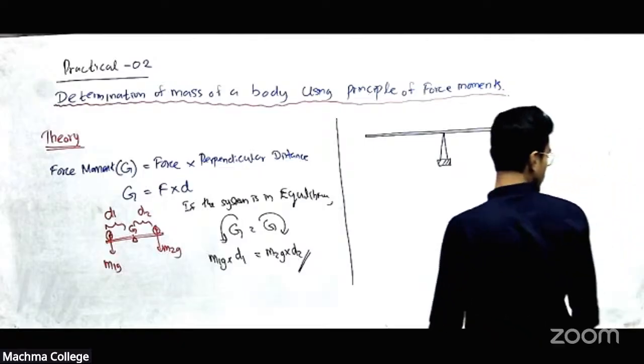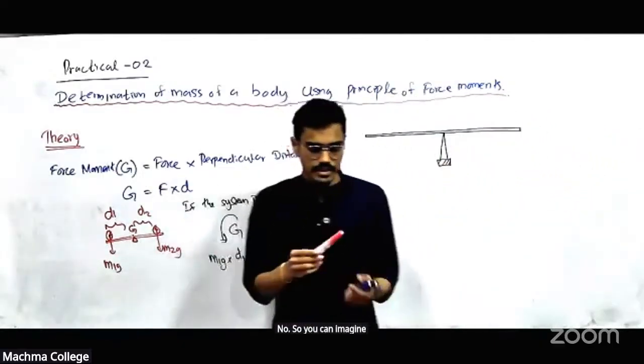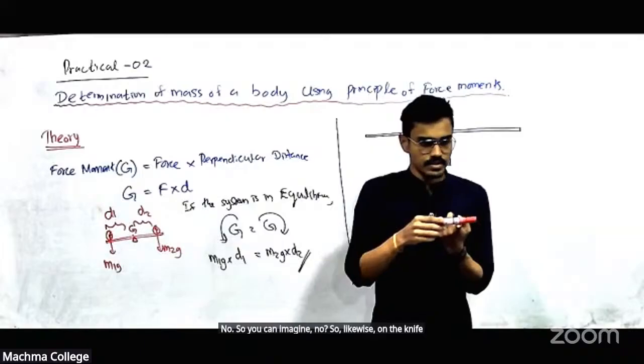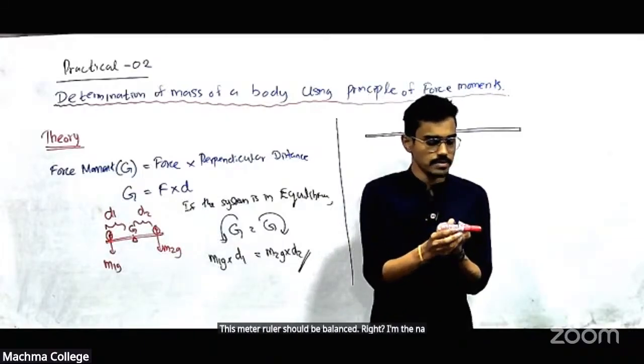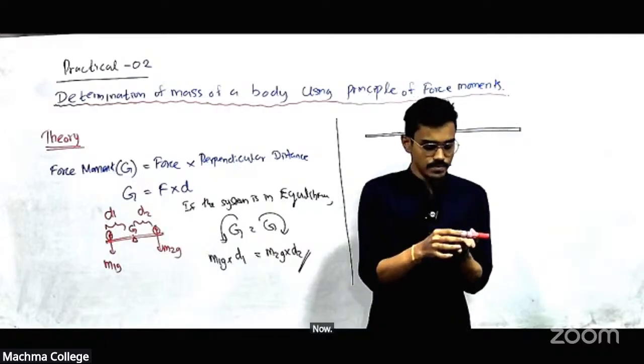So you can imagine, likewise, on the knife edge, this meter ruler should be balanced. On the knife edge, this should be balanced. Now, at that balance point, make a balance around.